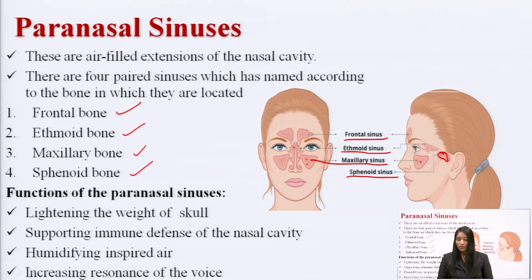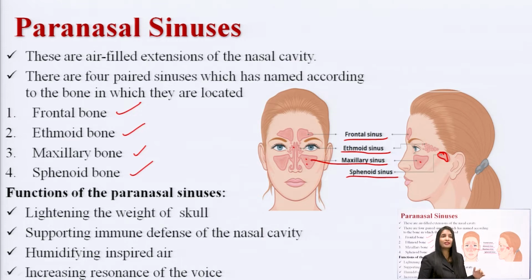So, what is the main function of the paranasal sinuses? What is the role they play in our body? They decrease the weight of the skull, they support the immune defense of the nasal cavity, they provide humidification of inspired air, and they increase the resonance of the voice. So, these are all the functions of the paranasal sinuses.